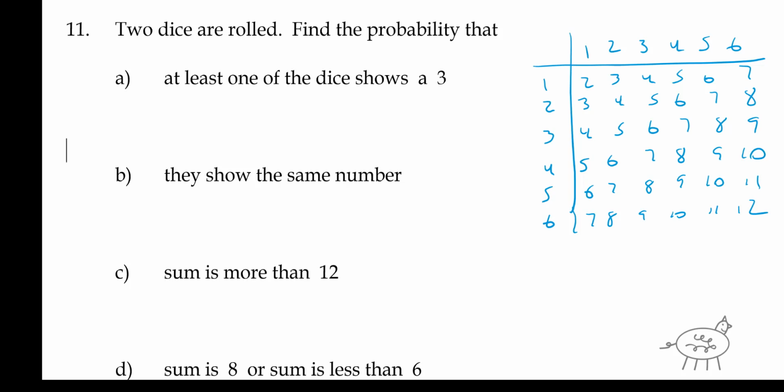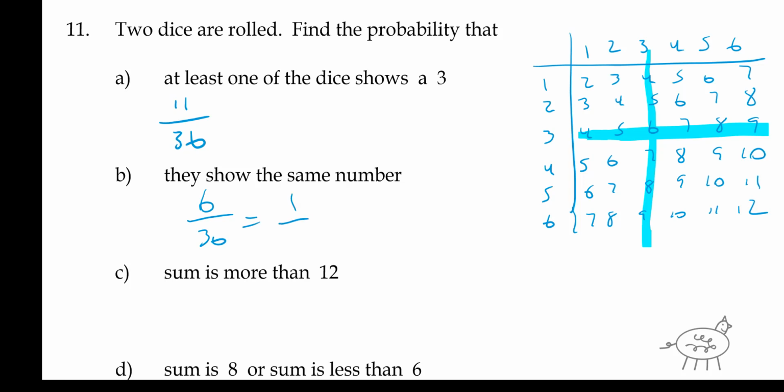So here's the deal. It's this guy here or this guy here. So if you count those, you get 11. 1, 2, 3, 4, 5, 6, 7, 8, 9. Yeah, we get 11. Okay, so it's 11 out of 36. They show the same number. That's the doubles. So 1, 1, 2, 2, 3, 3. So there's 6 out of 36, or 1/6.